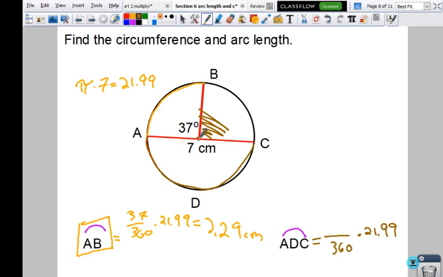37 degrees is going to be like that. This piece is not 37. But it literally says 90. No, you don't know. It's 90.